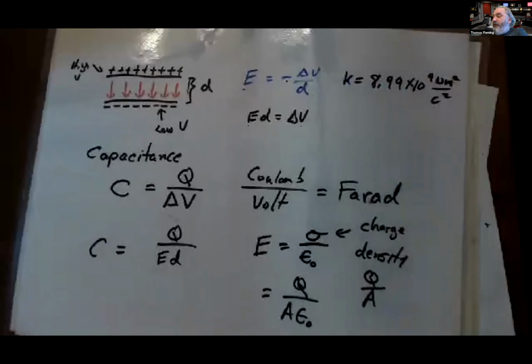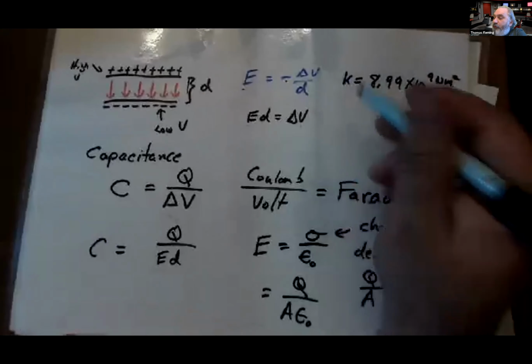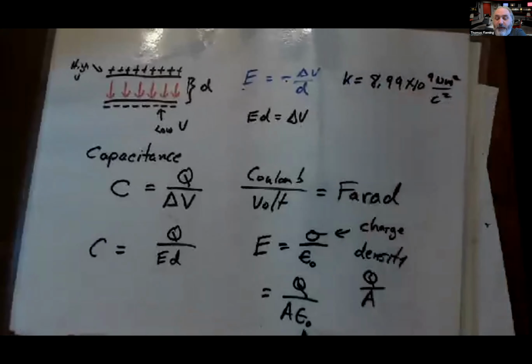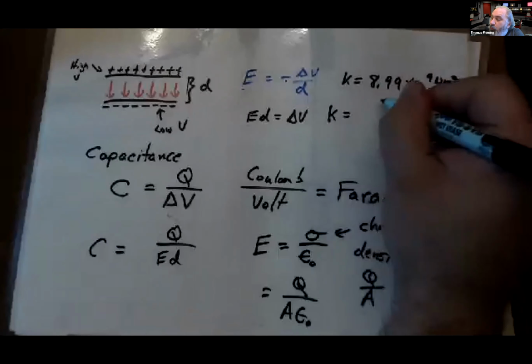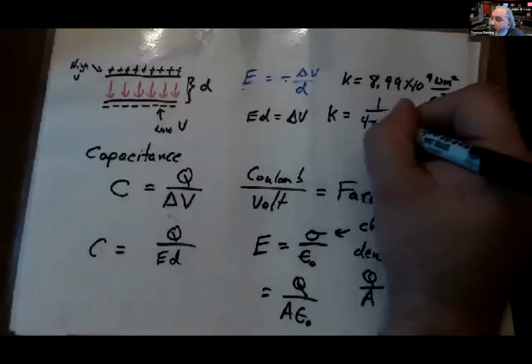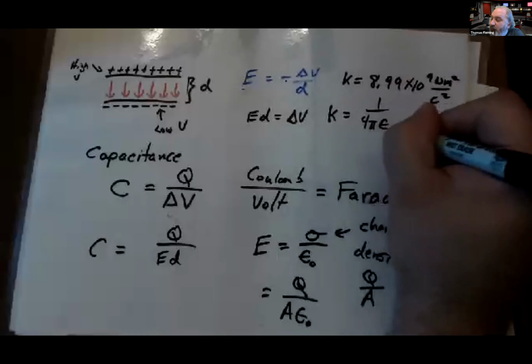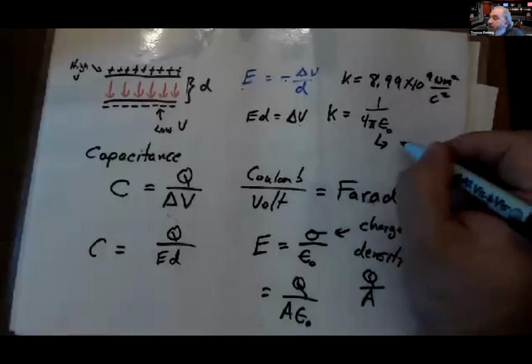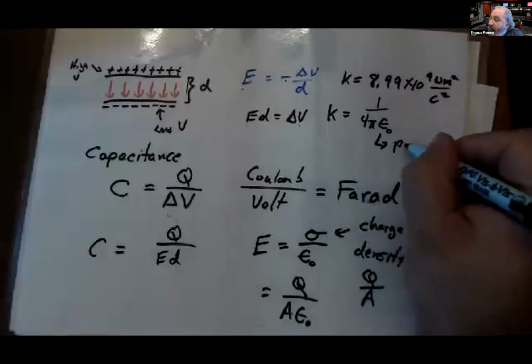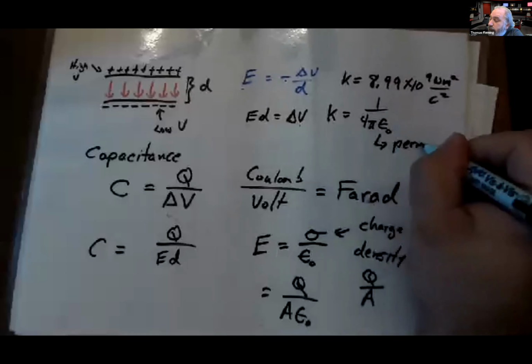But it turns out that K is related to this constant right here. And that K is equal to 1 over 4 pi times this constant epsilon naught. And epsilon naught itself has a name. It is called the permittivity of free space.